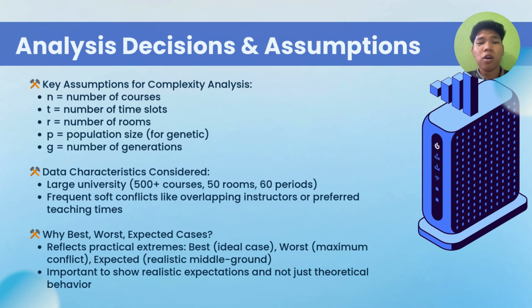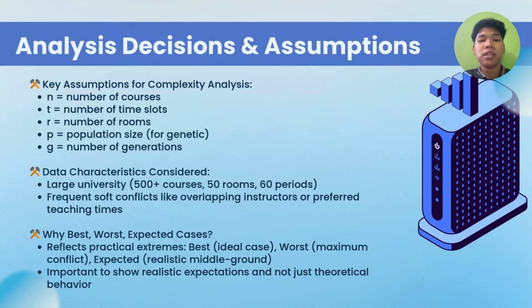An important part of our analysis involves breaking down the time complexity of each algorithm into three cases, which are best case, expected case, and worst case. This helps us understand how the algorithm might behave in different conditions. The best case scenario assumes everything goes smoothly. For example, courses get scheduled without needing adjustment or backtracking. This is rare but useful for understanding the lower bound of performance.